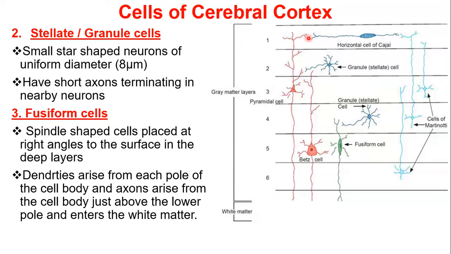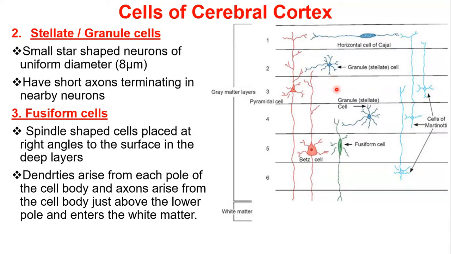Now the second cells are known as the stellate or granule cells. Where are stellate cells? These are the stellate or granule cells. You can see they are present in the 2nd, 3rd and 4th layer. The granule cells are small and of uniform diameter, the shape of their body is star shape, and their diameter is 8 micrometers. They have a short axon terminating in a nearby neuron. Whichever neuron is nearby, it will form a synapse with it.